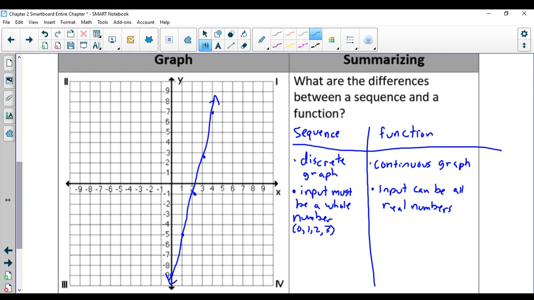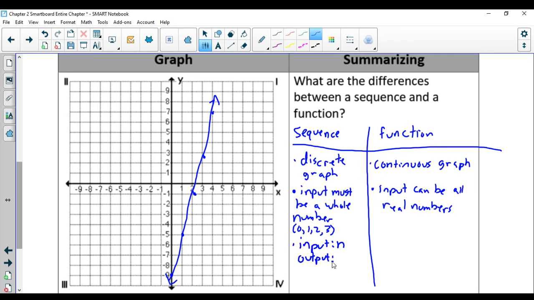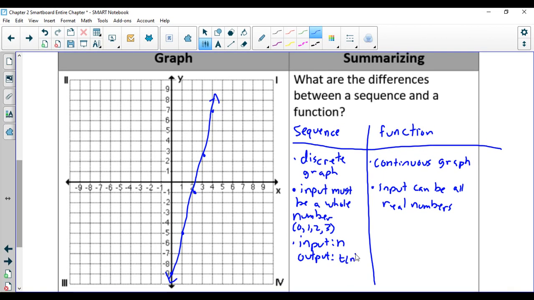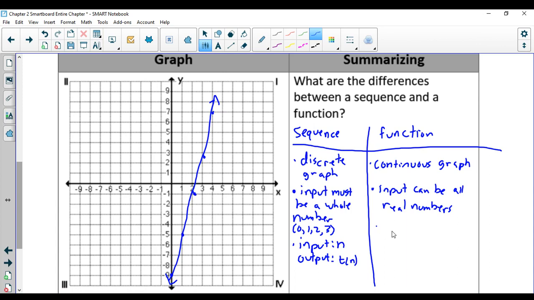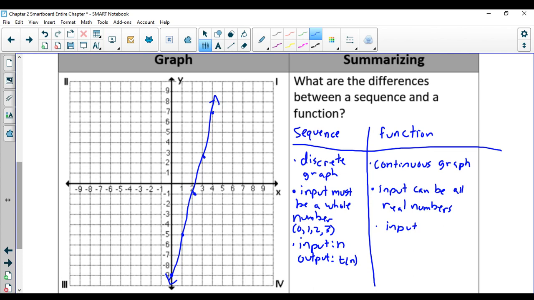Another big difference is the notation. So remember, the input for a sequence is n. The output is t of n. For functions, the input is x, and the output is f of x.